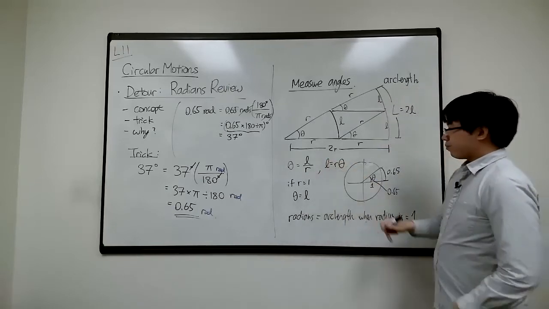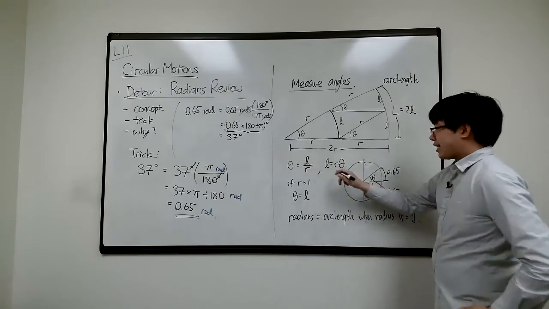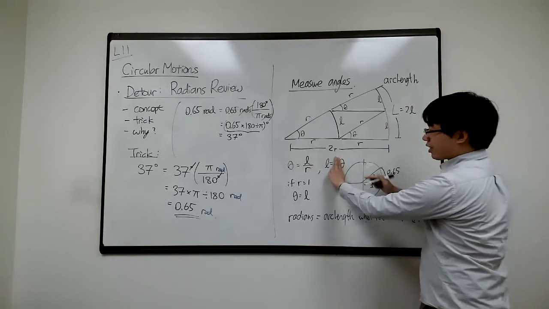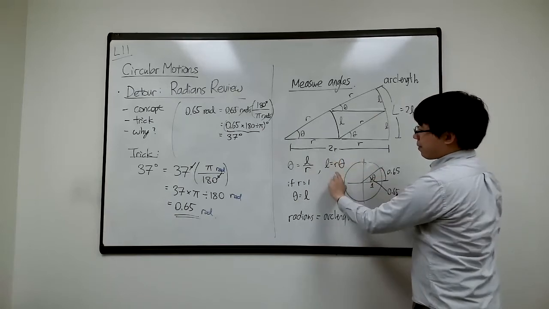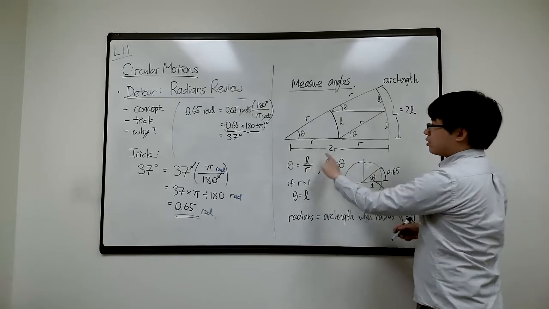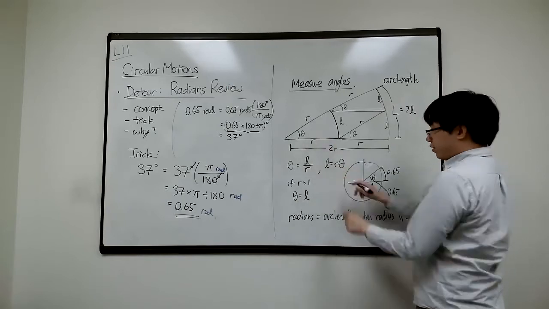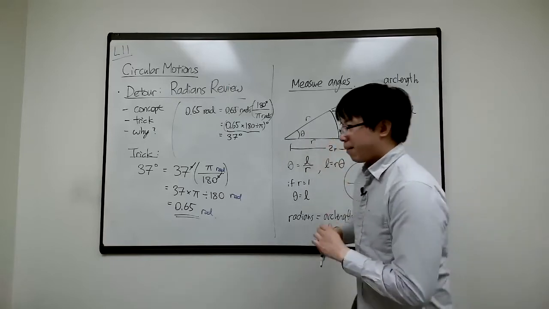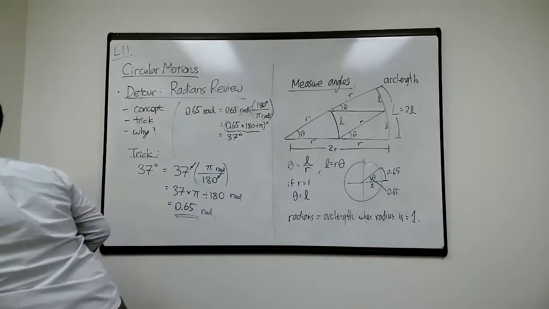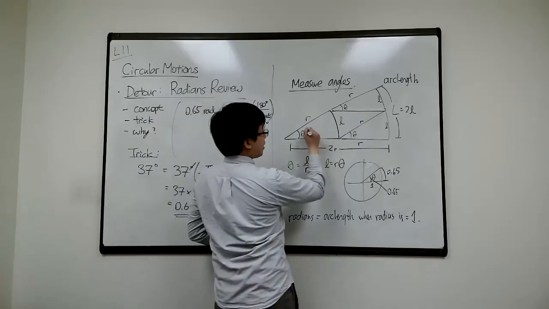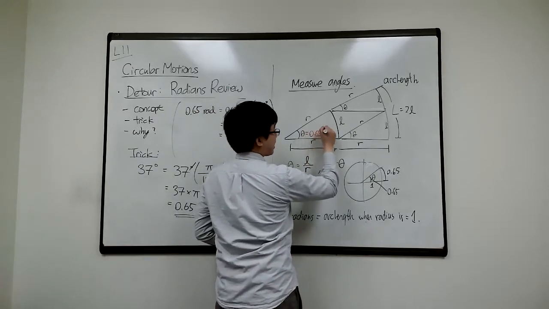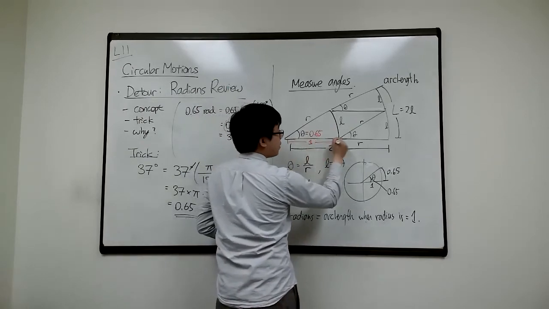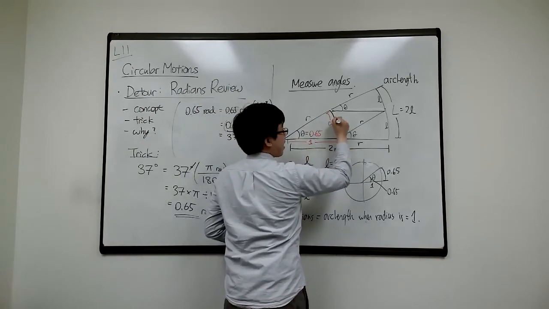So if I rearrange this, you can see that if the radius is 1, the arc length is the angle. But if the radius is 2, that's fine. The same angle you give me, you just need to double it. So if I use radians and say this angle is 0.65, what does that mean? It means if this length is 1, this length is 0.65.